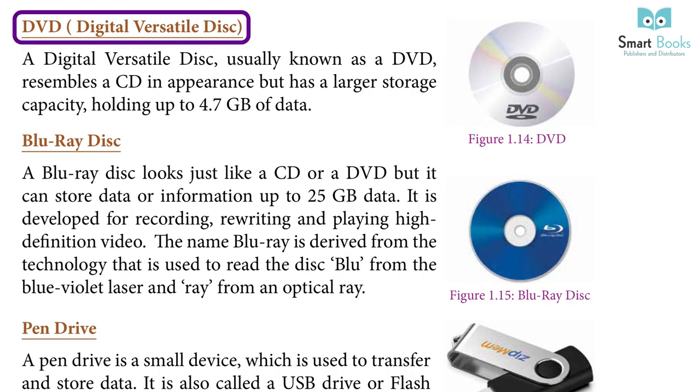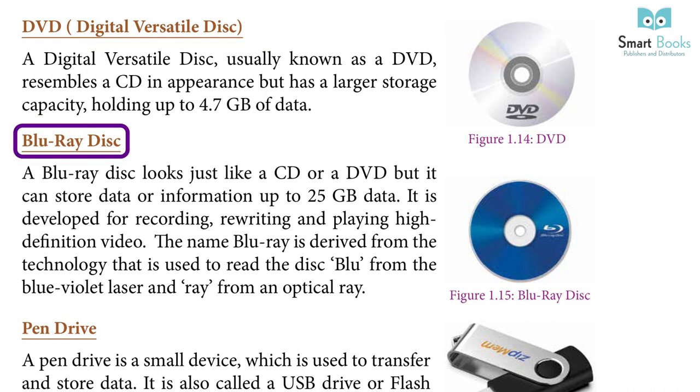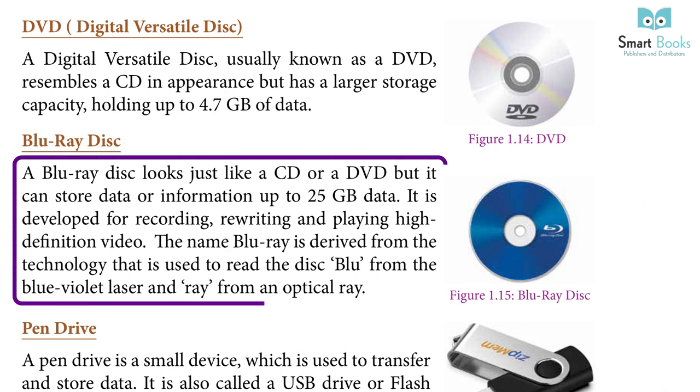DVD. Digital versatile disc. A digital versatile disc, usually known as DVD, resembles a CD in appearance but has a larger storage capacity, holding up to 4.7 GB of data. Blu-ray disc. A Blu-ray disc looks just like a CD or a DVD, but it can store up to 25 GB of data.